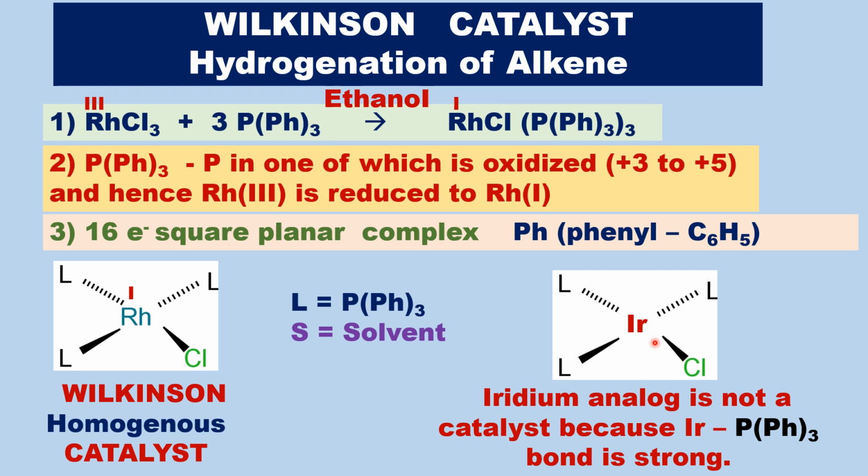This is the iridium analog. They are both in the same group, but the iridium analog is not a catalyst because the iridium triphenyl phosphine bond is so strong, whereas the rhodium triphenyl phosphine bond is labile. It can be dissociated. The ligand can be dissociated. We will see the mechanism.